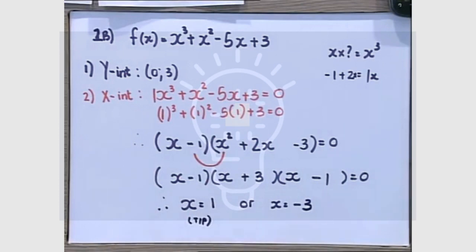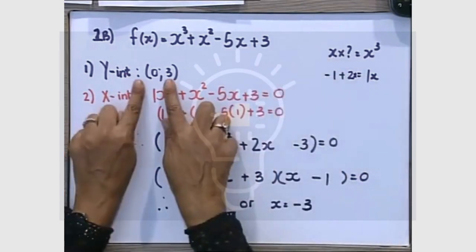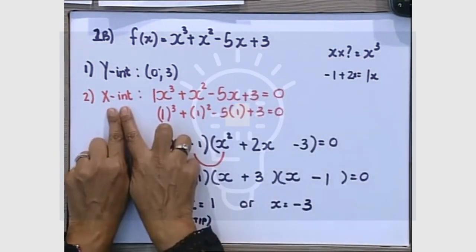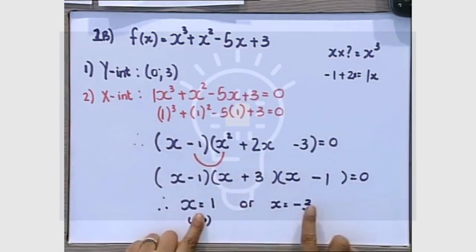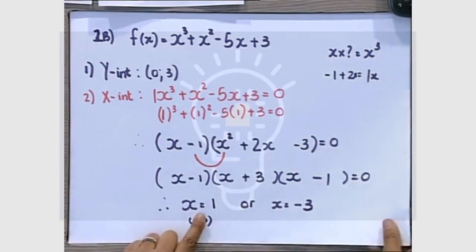Right, so we're sketching this graph. We found our y-intercept, which is (0, 3), and our x-intercepts, very simple. We found them to be 1 and -3. What is your last step?